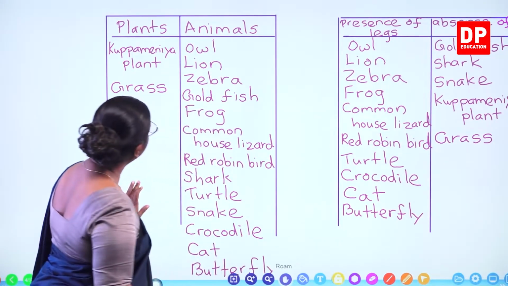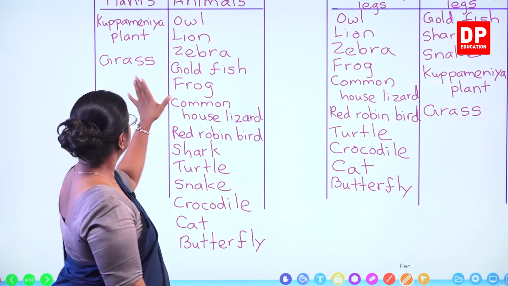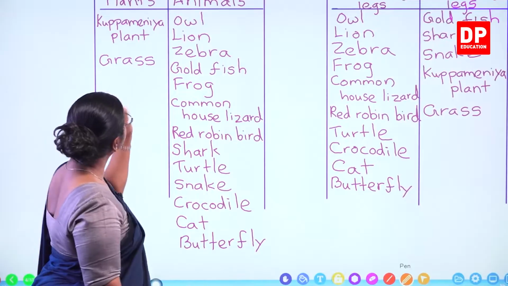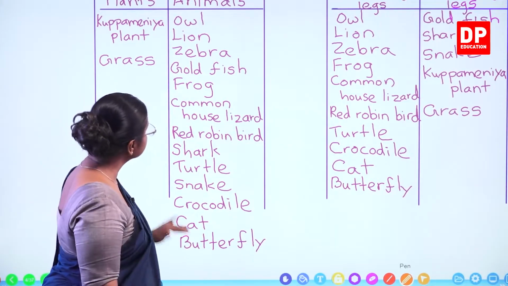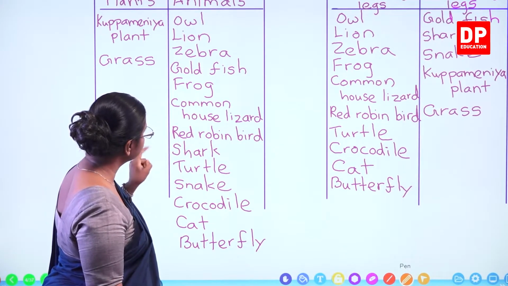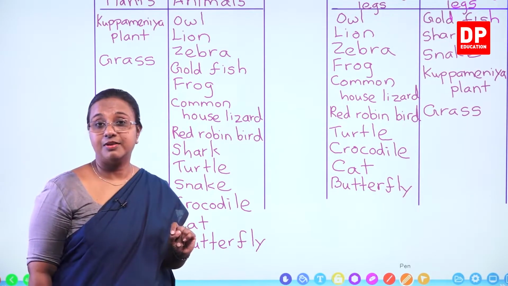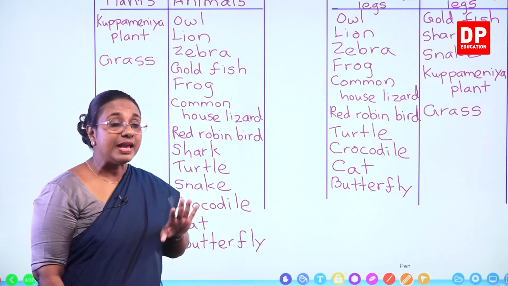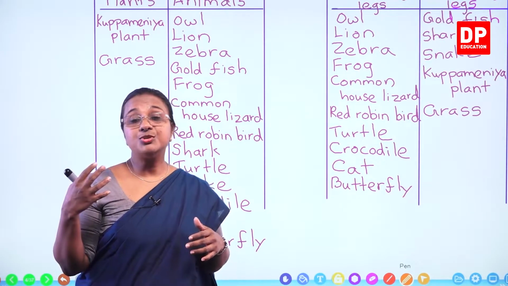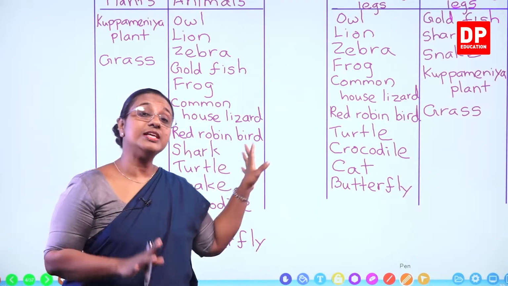As I told you, although it's a plant, we need to classify it under absence of legs. So I'm sure you all were also able to classify them in a similar manner. If we consider them as plants and animals, only two plants, the Coppermania plant and the grass. All the others came under animals. Owl, lion, zebra, goldfish, frog, common house lizard, red robin bird, shark, turtle, snake, crocodile, cat and butterfly. All of them are animals. So mainly when we say animals, we look at whether they can move around, what their nutrition is, whether they produce their food or they consume food. So from all those, we know these are animals.